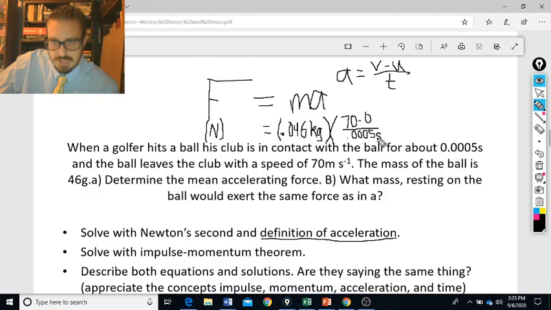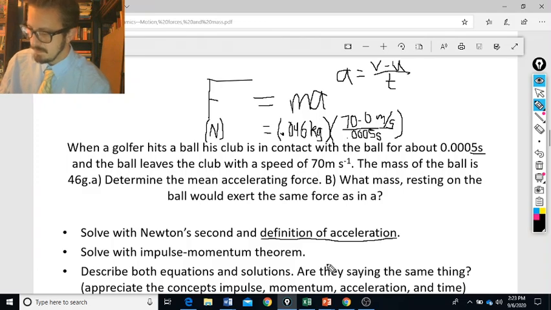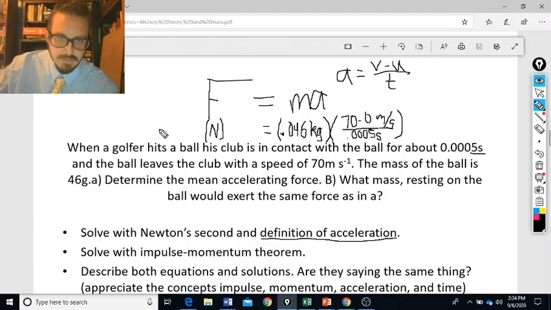I'll put an S here for seconds, not to be confused with the 5 here, right? 0.005 seconds. The units in the numerator are meters per second. So once again, being very careful with the units, on the right side of this equation we see kilogram meter per second, or kilogram meter per second squared. Let's take a moment to calculate. Divided by 0.0005 gives 140,000 times the mass, 0.046, to give 6,440 newtons of force.